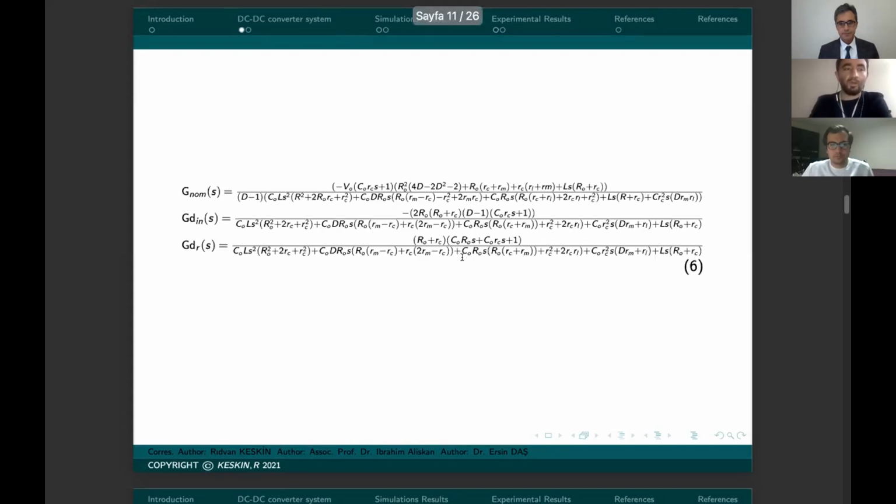Finally, nominal and disturbance transfer functions can be seen in this equation. These are obtained as second order transfer functions. Looking at these equations closely, it is seen that the denominators of the disturbance transfer functions are equal, so their roots are at the same frequencies.